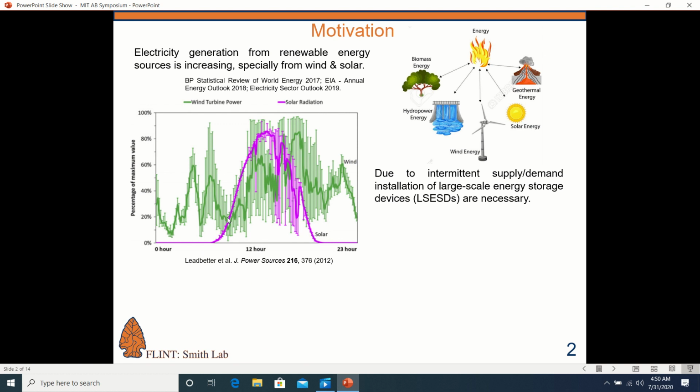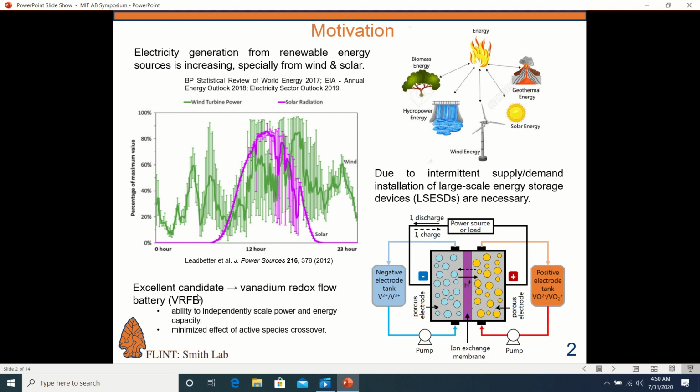So this figure shows the intermittency associated with wind turbine, and there is also an intermittency or uncertainty with the demand of the electricity. So we need to store energy so that we can use it when we need it. So we need a large scale energy storage device connected with this wind turbine here. Among other candidates, redox flow battery is a very good candidate because of this property. And this is the schematic of a redox flow battery.